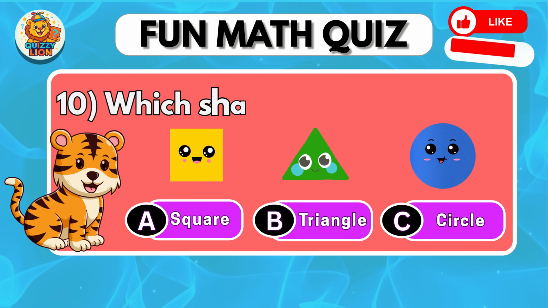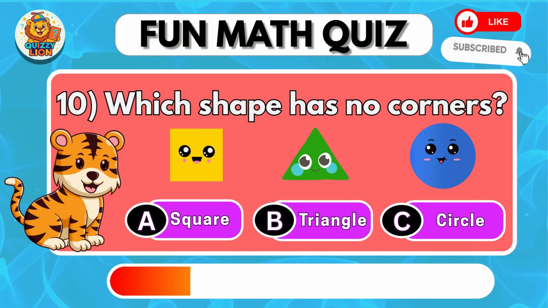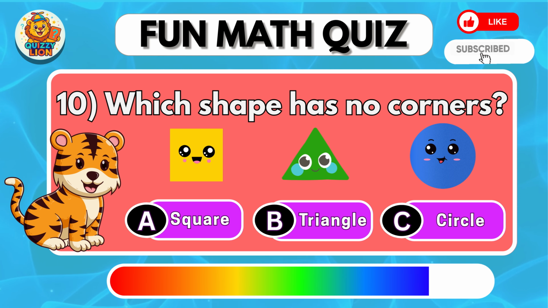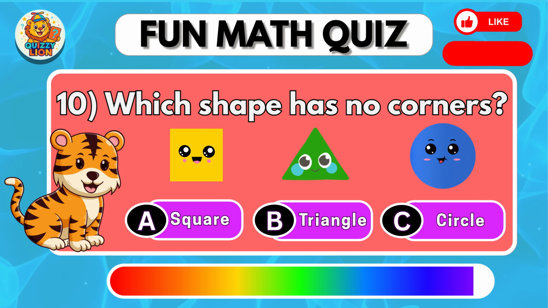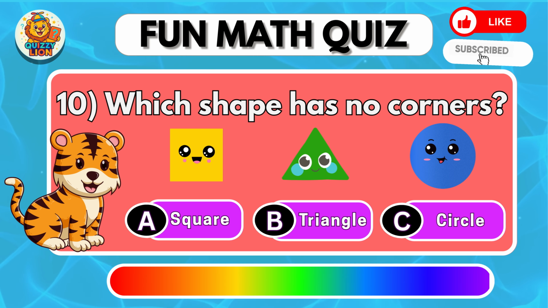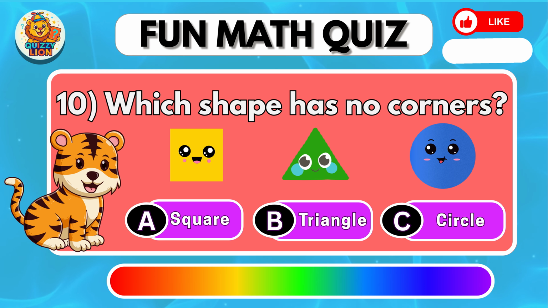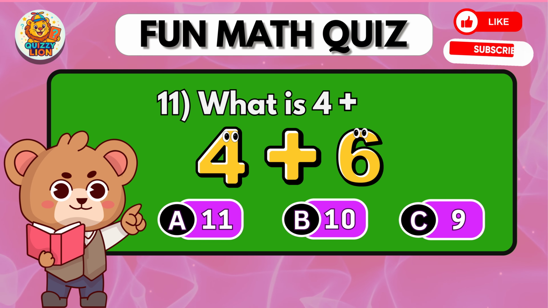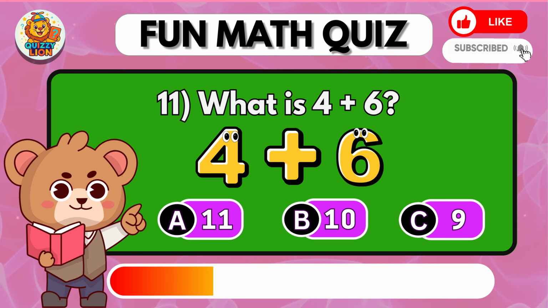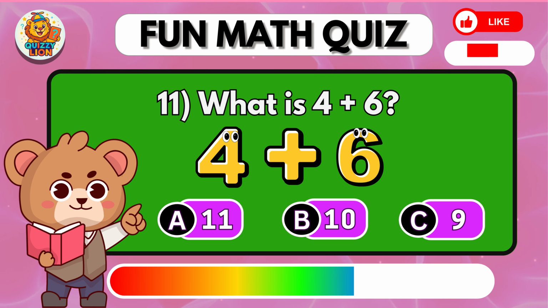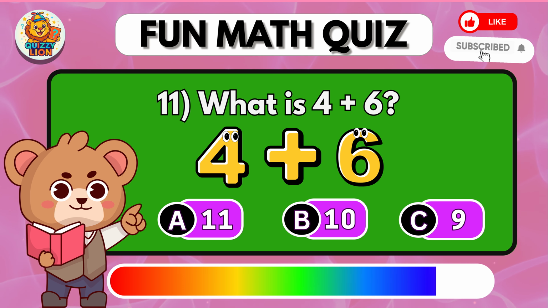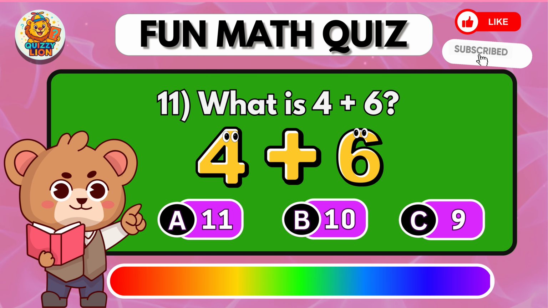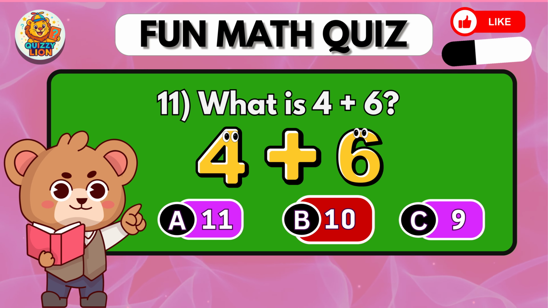Which shape has no corners? Correct, it's circle. What is 4 plus 6? Correct, it's 10.